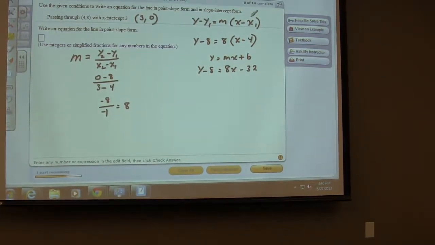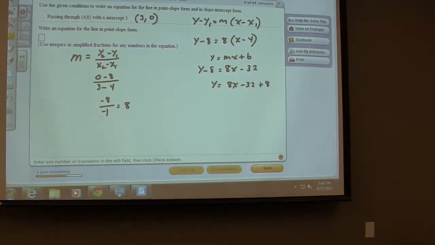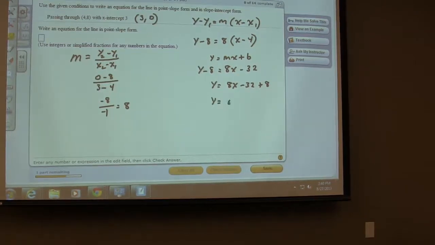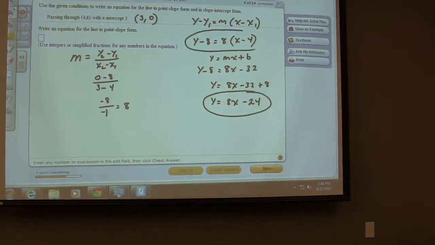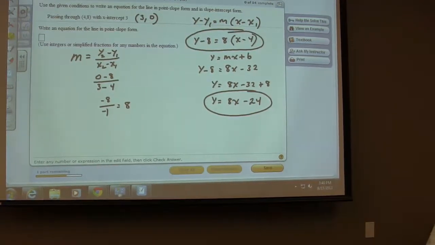Now we want to move the negative 8. Well, to move a negative 8, we want to add 8. So y is equal to 8x minus 32 plus 8. The negative 32 plus 8 is minus 24. Now we have it in the form y equals mx plus b. So here are the two forms that it was asking for.